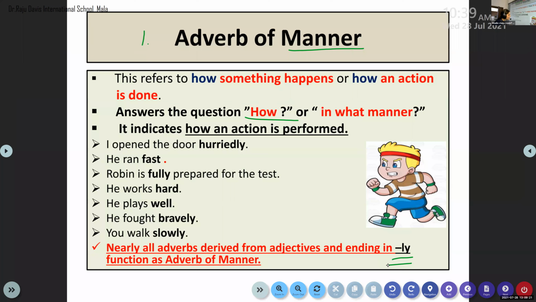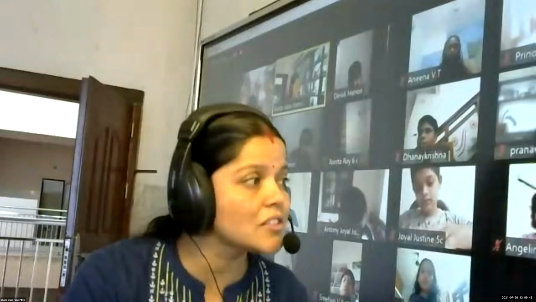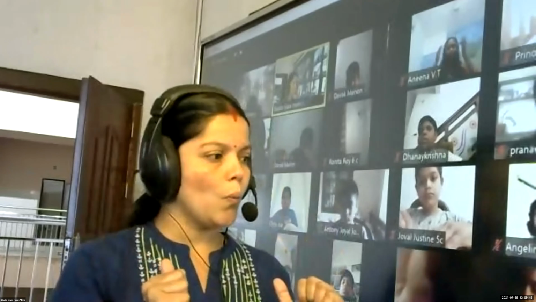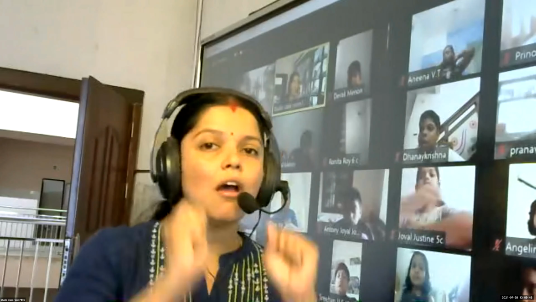Okay, but mostly we are using a word ending in ly, which shows adverb of manner. Children, if you ask the question how, or in what manner, in your mind, and you read a sentence, you will get the adverb of manner. So children, look here: adverb of manner answers the question how.